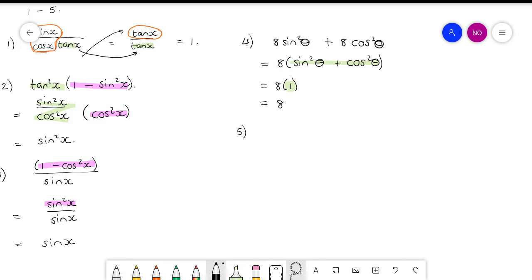Number 5. Okay, where do you want to start? Well, there's really nothing else to do than go and write tan of x as sine of x over cos of x.